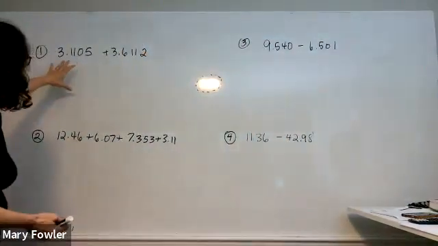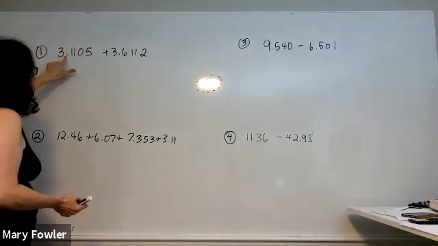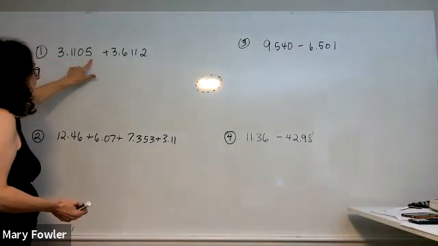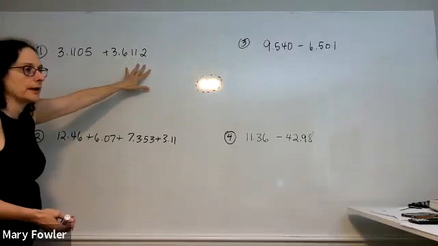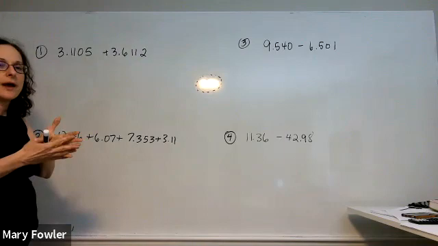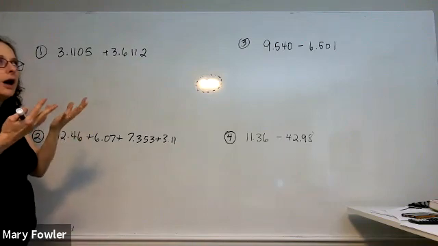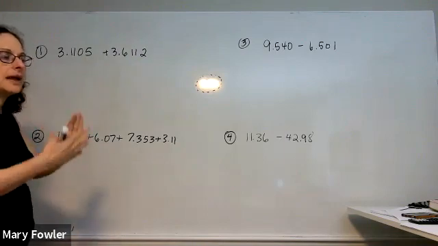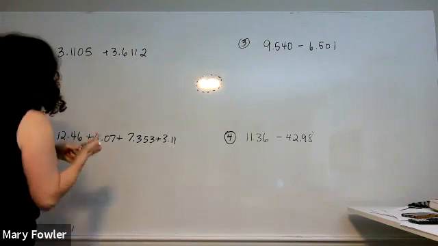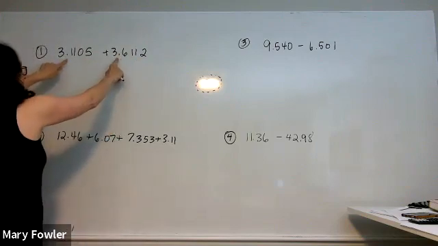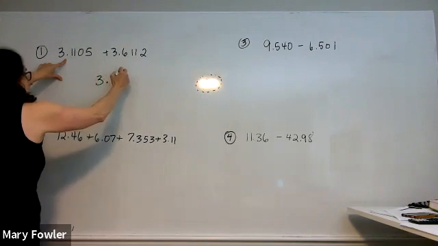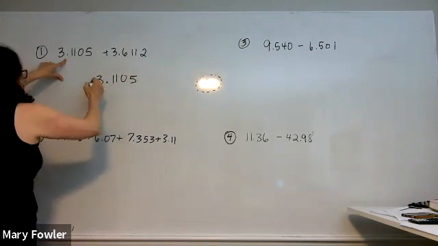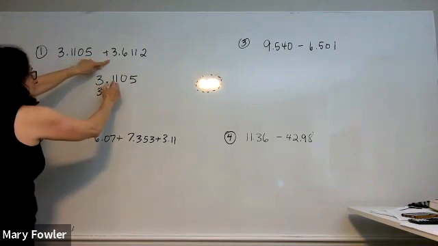So the first problem has this number here, 3.1105. And I want to add that to 3.6112. Okay, so in order to make sure that we are getting the place values all lined up, we line up according to the decimal point. So rewrite the problem with the decimal points lined up.